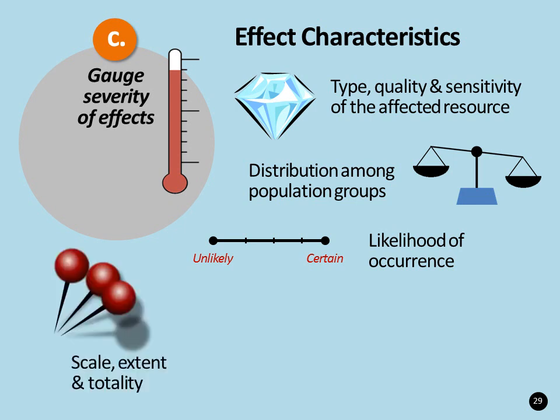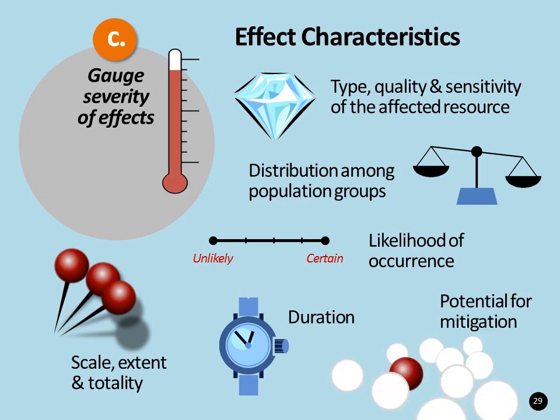Also consider the scale, extent, and totality of potential effects, including direct, indirect, and cumulative effects, and in light of project benefits to the community. The effect's duration or permanence is a factor. An effect may be construction-related and temporary, or permanently change a resource in the community. Severity is also measured by the potential to resolve the effect through practicable mitigation.